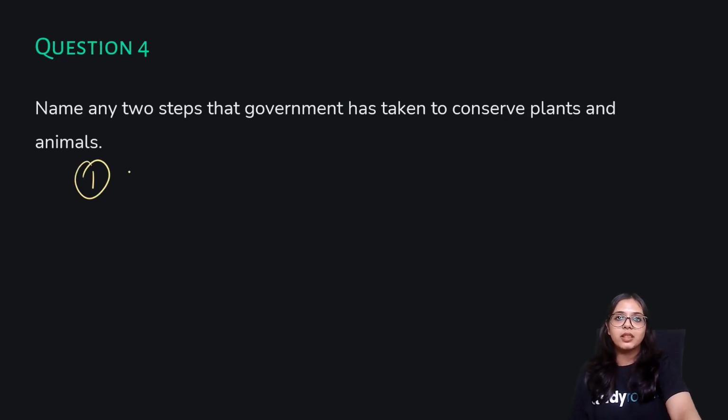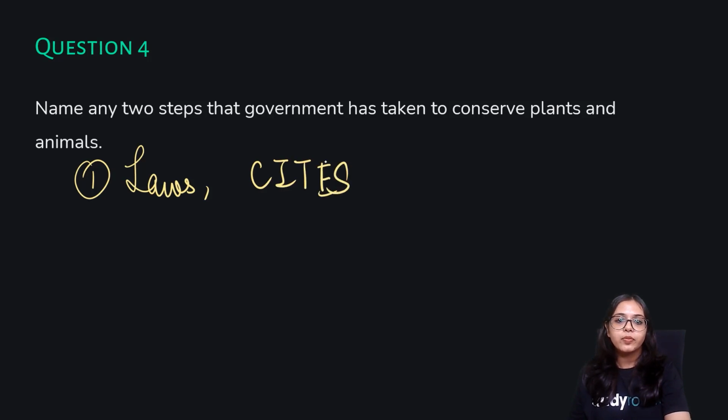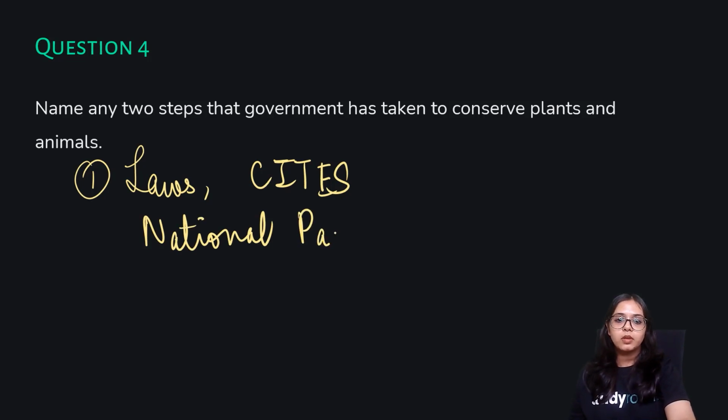Name any two steps that the government has taken to conserve plants and animals. So one step is that the government has imposed bans on poaching of animals. So there are certain laws that the government has imposed, bans on the hunting of certain species of animals or cutting down of certain species of plants. And moreover, endangered species are being kept in national parks or biological reserves, national parks, wildlife sanctuaries, etc.